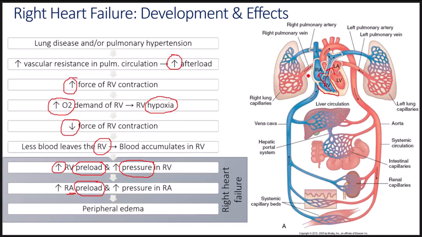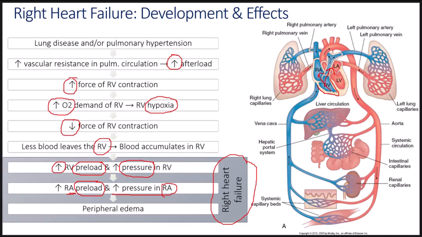Increased volume is going to increase pressure. So now we see an increase in pressure within the right atria. So what happens from here? Well, the right heart's failing, obviously. It's failing to pump blood into the pulmonary circulation. And so what's happening is it's backing up.